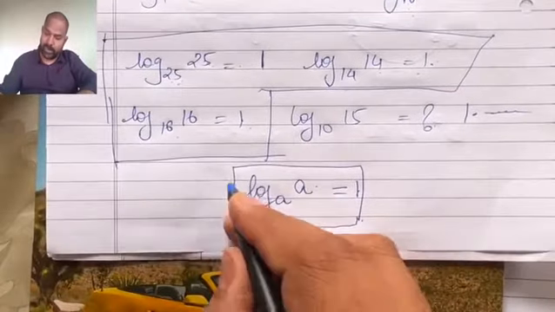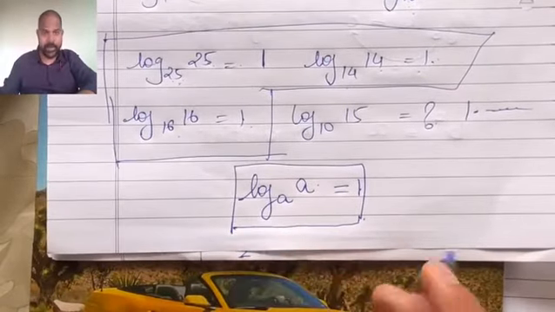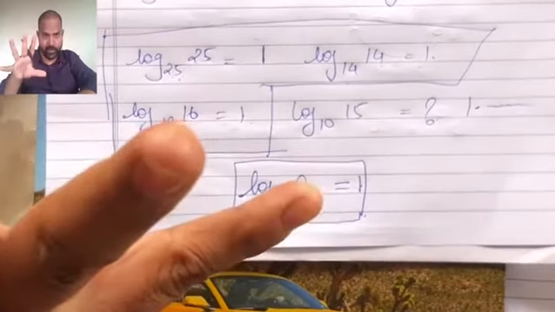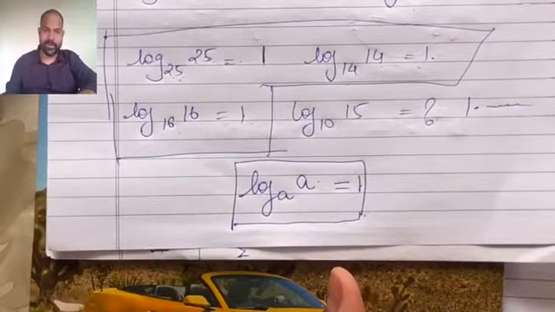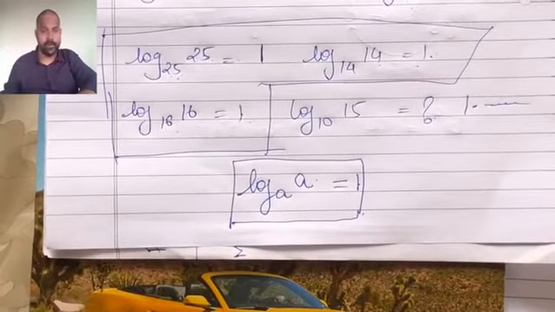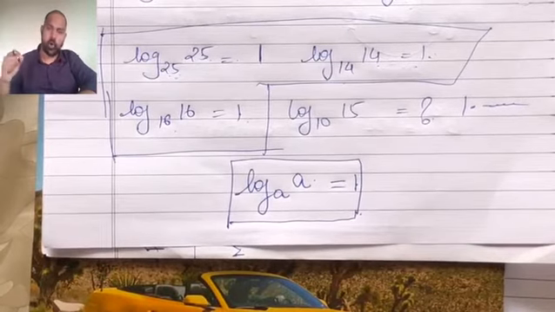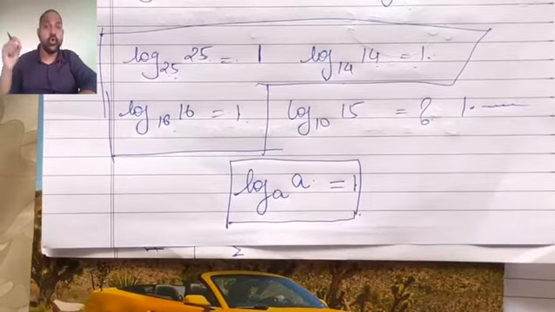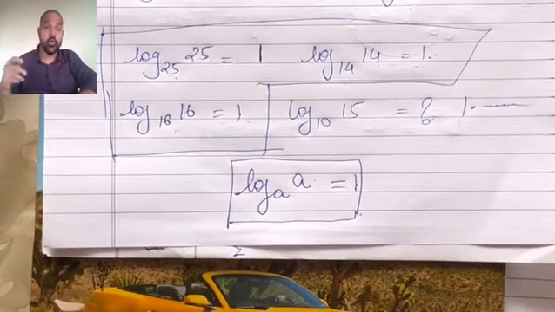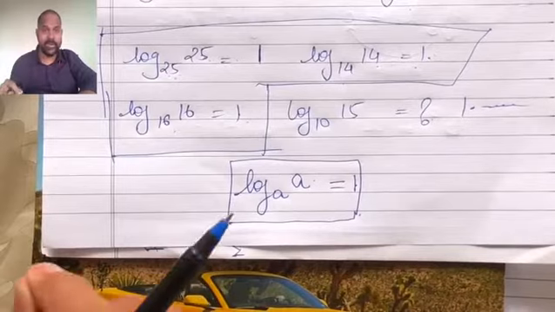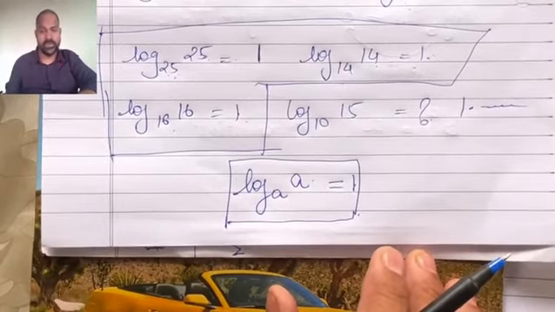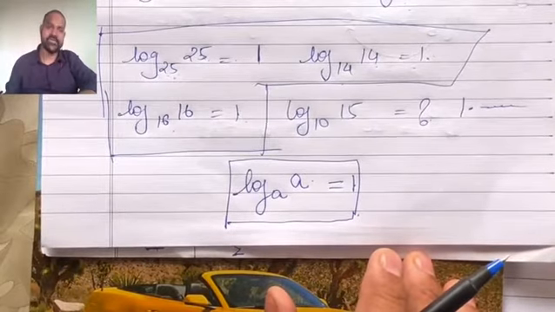So I want you to come back and write this down, and below it I am dictating. Write that down. So if you want, pause the video, write it down up till here, and then write down whatever I am dictating. So what you are going to write down right below this rule is that log of a number to the same base is always 1.